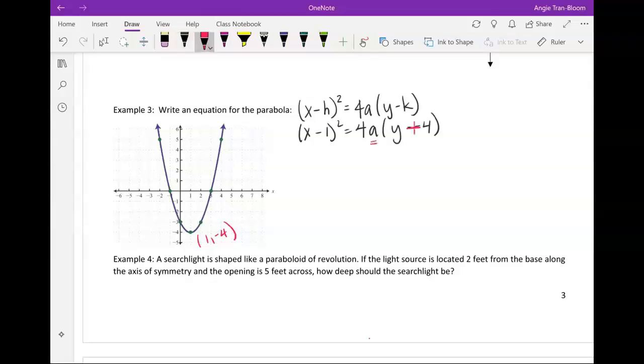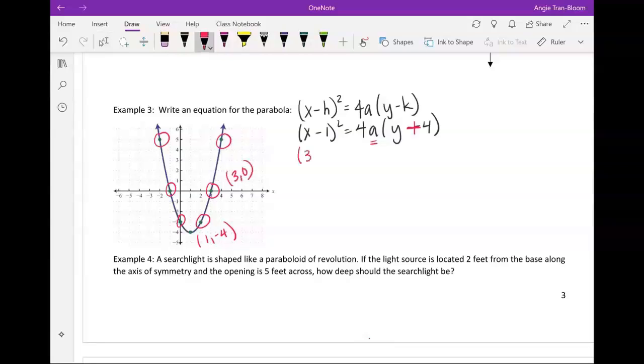Well, if I can find a, then I would be good. To find a, you can pick any point that's nice, well, not all the time that I'm going to give you the dots, but any point that you have not used, since I've already used the vertex, I can't use it again. My favorite point is when one of the coordinates is 0, so I would use 3, comma, 0.